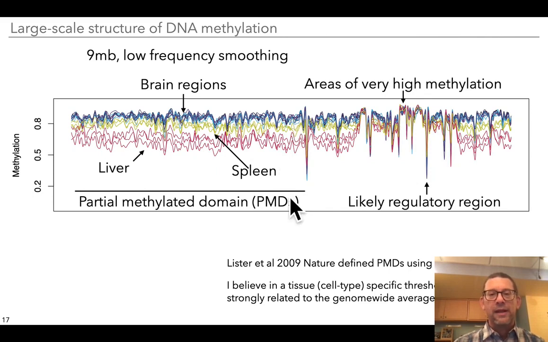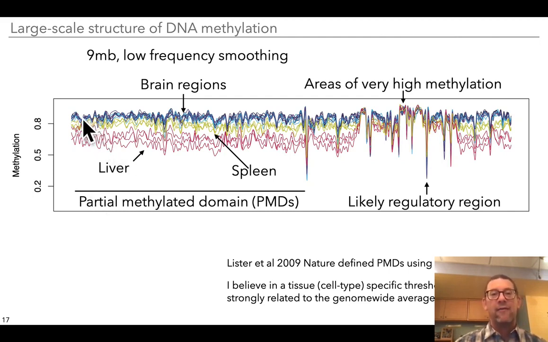These here are examples of what I would call partially methylated domains, which were defined in this 2009 paper, where they defined partially methylated domains using a 70% threshold. So they basically looked at the methylation level inside these domains here. I will argue that this 70% threshold doesn't really make sense. What happens is that each tissue has its own baseline partially methylated domain level, and gives rise to these rather big differences between regions. But there's nothing special in it.